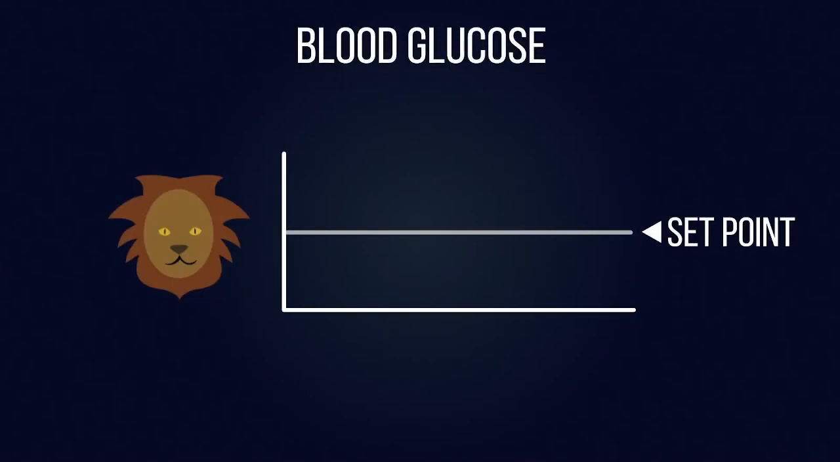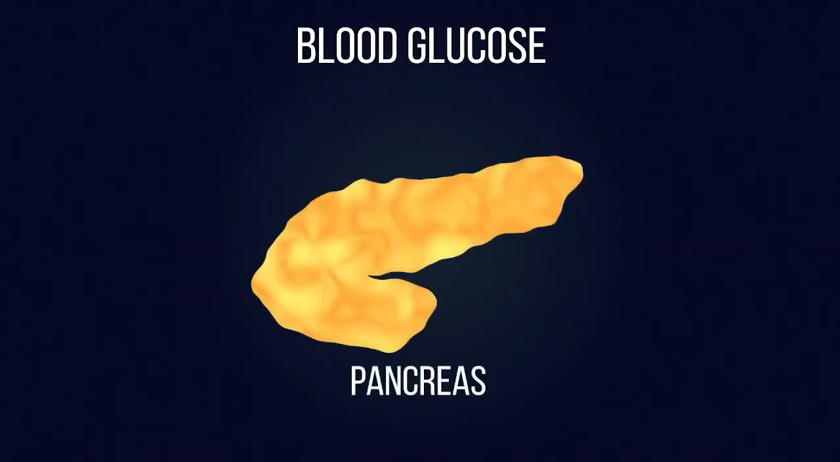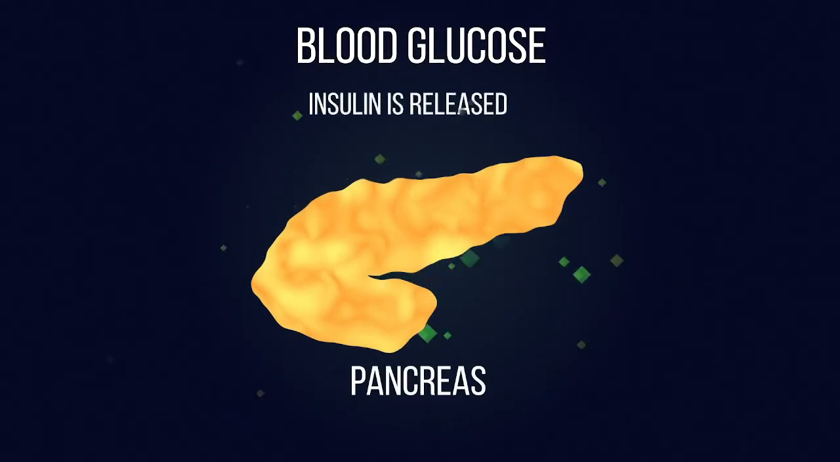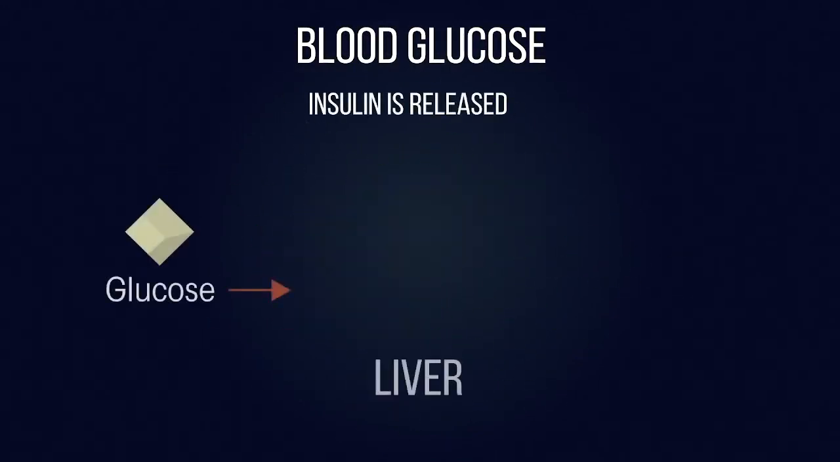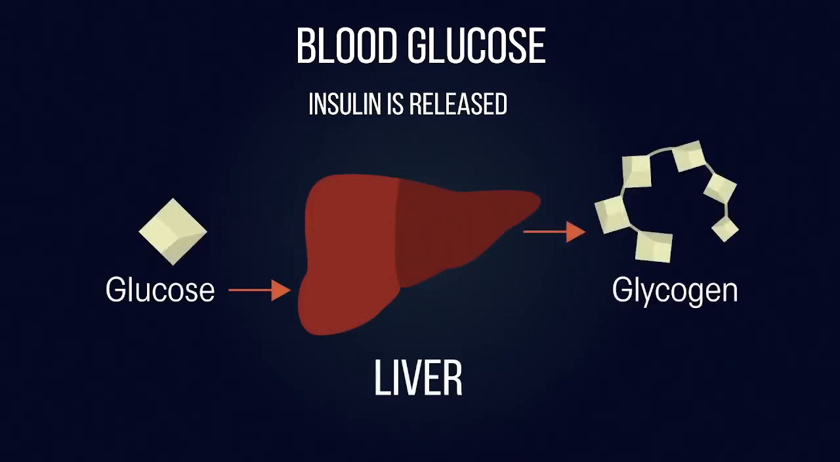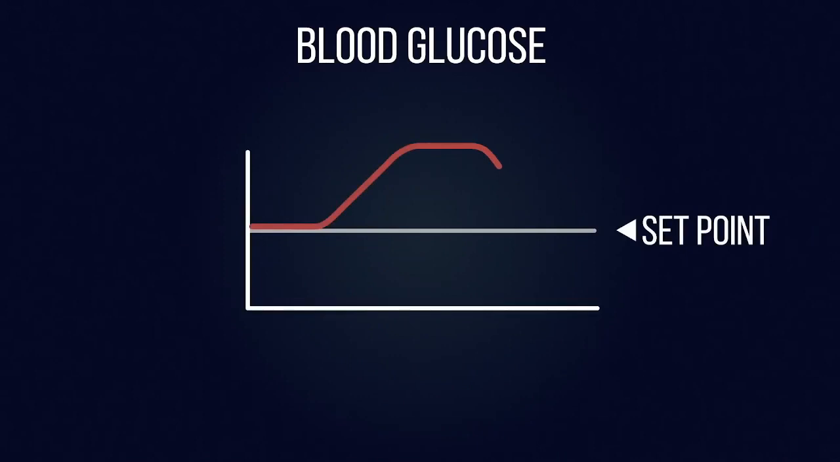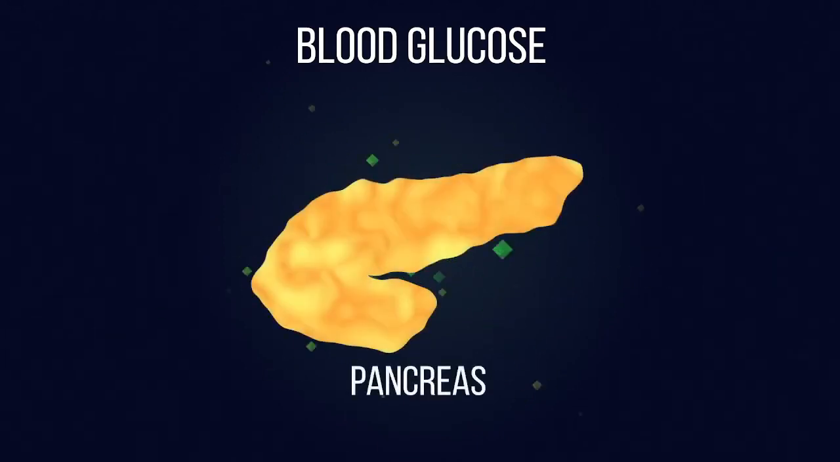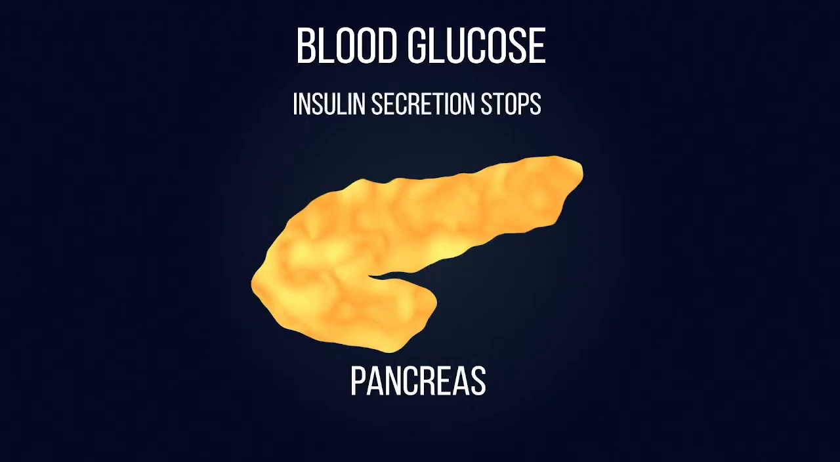When an animal has eaten, blood glucose levels in the body increase. Receptor cells in the pancreas detect this change. This stimulates the release of insulin. Insulin is a hormone that causes the absorption of glucose from the blood, which is changed into glycogen by the liver, where it can then be stored. This causes the blood glucose levels to fall until they return to the set point. This is detected by receptor cells in the pancreas, and the secretion of insulin is stopped.